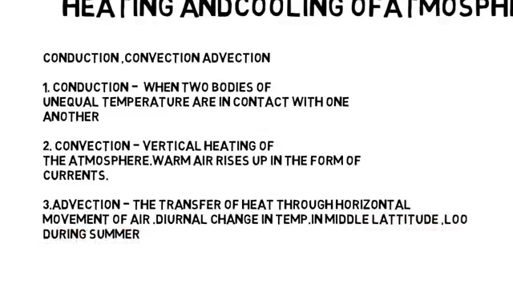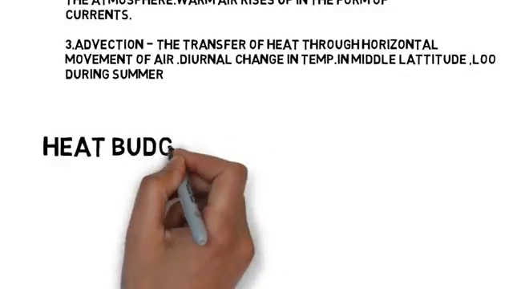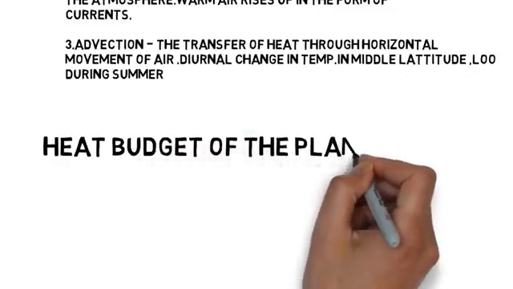Through these processes, Earth loses an amount of heat equal to that gained through insolation, and this mechanism of maintaining the same temperature by the Earth is called the heat budget or heat balance.